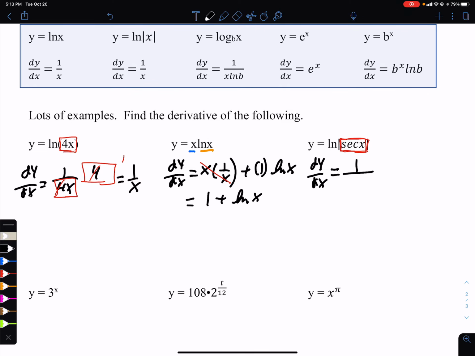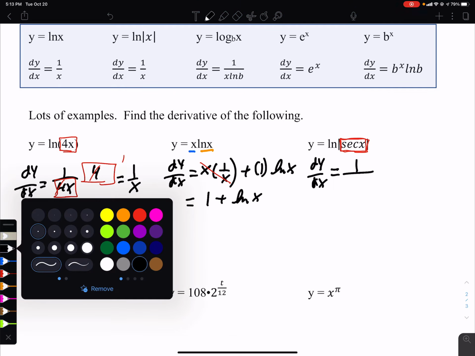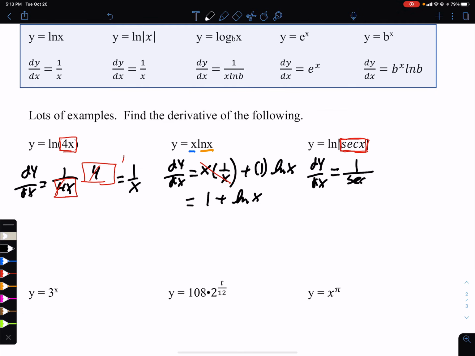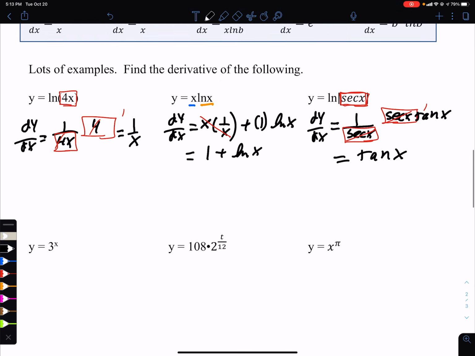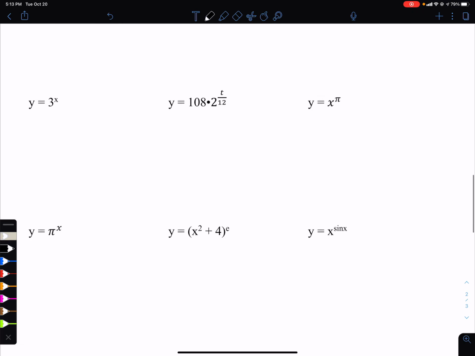My box is supposed to be red. So box is secant x. So it's 1 over box times the derivative of box. But what's the derivative of secant? You should all know that is secant x tan x. The secants cancel, and it simply comes out to be tan x. All right, hopefully these aren't difficult. It's just all the rules you've learned before applied to a new situation.